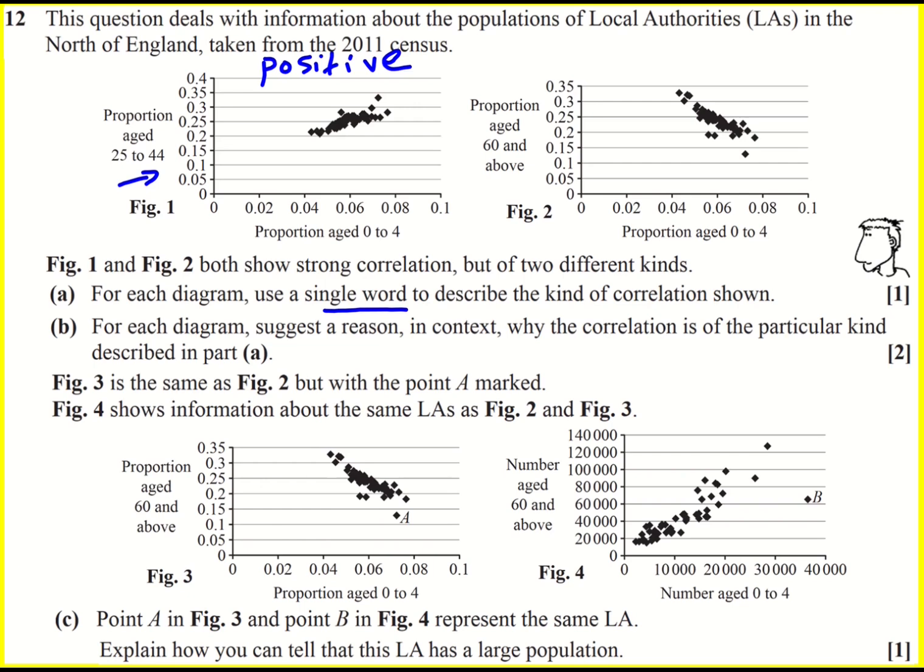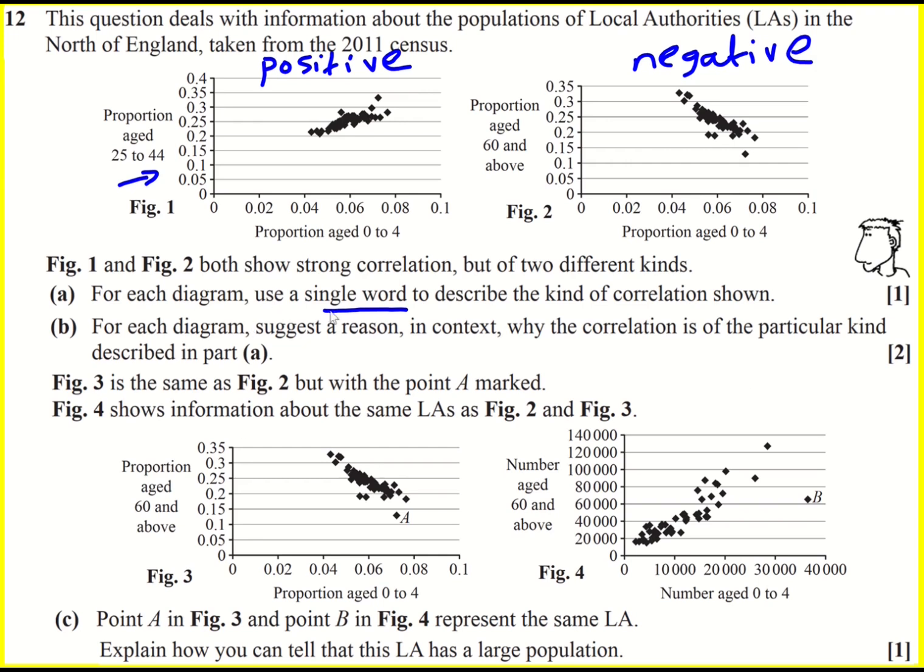So, by the way, positive means as the proportion aged 0 to 4 increases, the proportion aged 25 to 44 will also increase. Whereas for age 60, as that one increases, the proportion aged 0 to 4 decreases. That's really our definition.